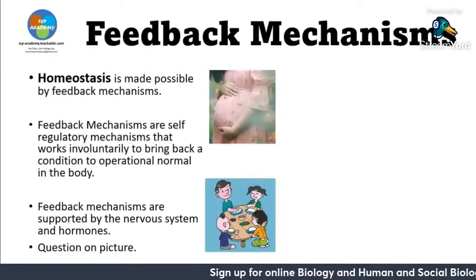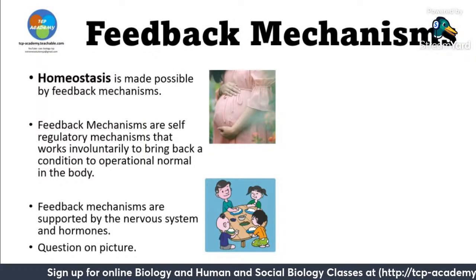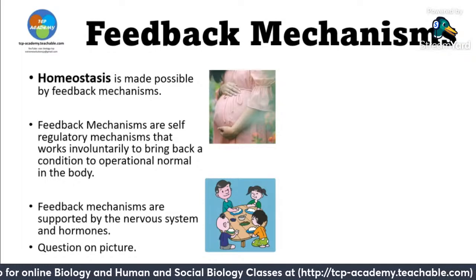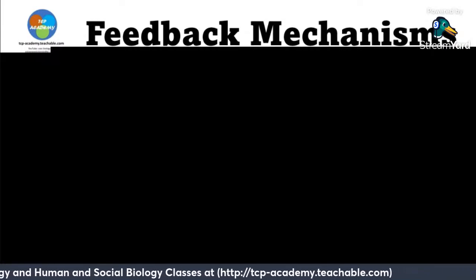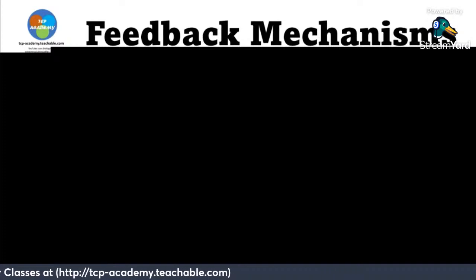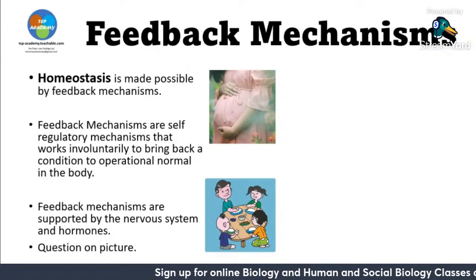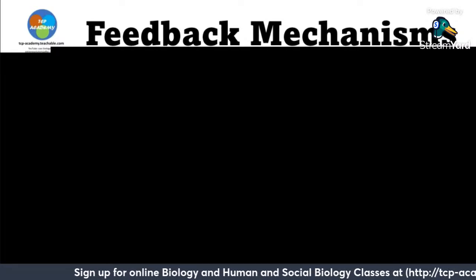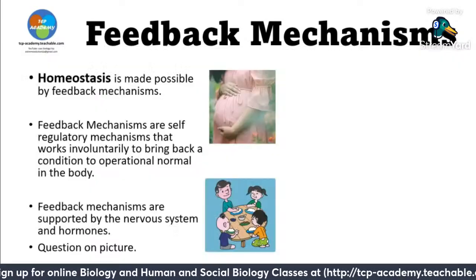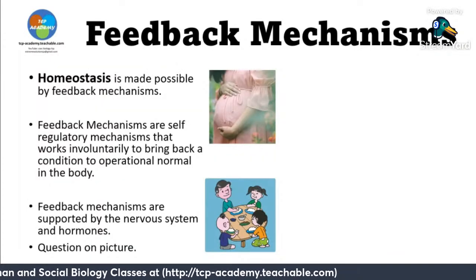Now, the lady in the picture, she's pregnant. And during childbirth, she will experience what is called a positive feedback mechanism where the stretching of the reproductive tract will cause more oxytocin to be secreted. Now, this oxytocin is going to increase the contraction so as to ensure that the baby moves quickly and safely through the birth canal.